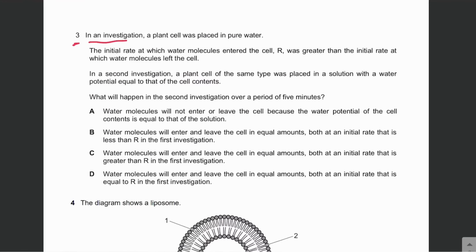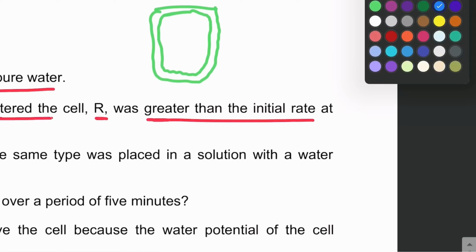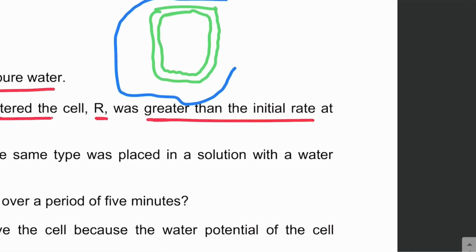In an investigation, a plant cell was placed in pure water. The initial rate at which water molecules entered the cell, R, was greater than the initial rate at which the molecules left the cell. So guys, they are saying that a plant cell is placed in pure water. This is the plant cell, and this plant cell is placed in pure water. And they are saying that water enters the cell. Obviously, water will enter the cell.